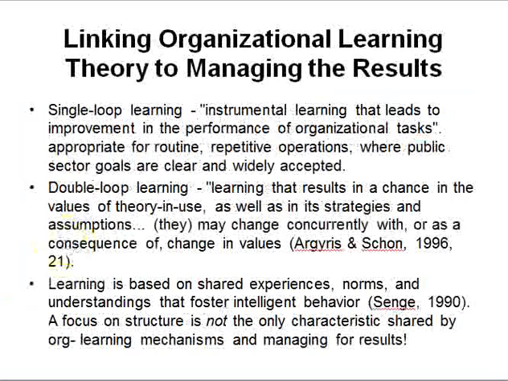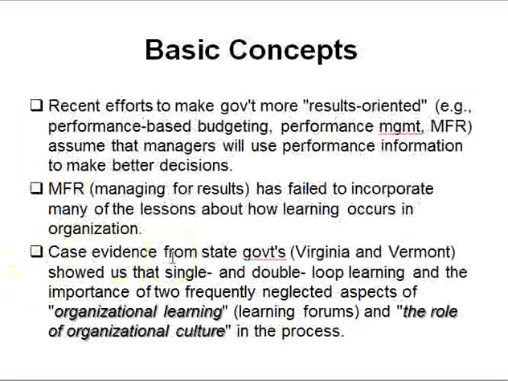So here are the cases from two states, Virginia and Vermont. They show us single and double loop learning, which are two characteristics representing organizational learning, and the importance of the two. They frequently neglect the aspect of organizational learning again, and the role of organization culture in the process. So these two concepts are important aspects to proceed with their task, but they neglected these two concepts.